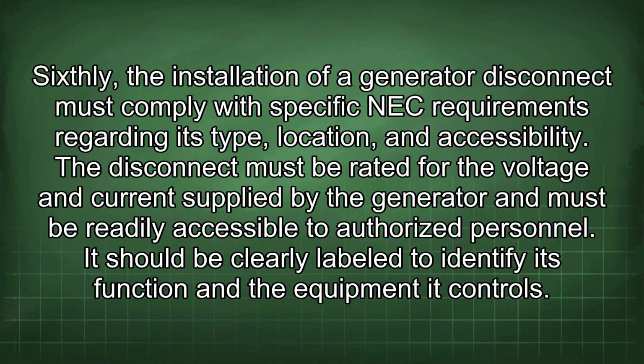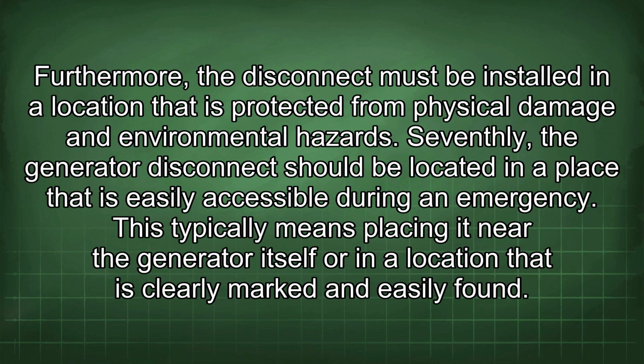Sixthly, the installation of a generator disconnect must comply with specific NEC requirements regarding its type, location, and accessibility. The disconnect must be rated for the voltage and current supplied by the generator and must be readily accessible to authorized personnel. It should be clearly labeled to identify its function and the equipment it controls. Furthermore, the disconnect must be installed in a location that is protected from physical damage and environmental hazards.